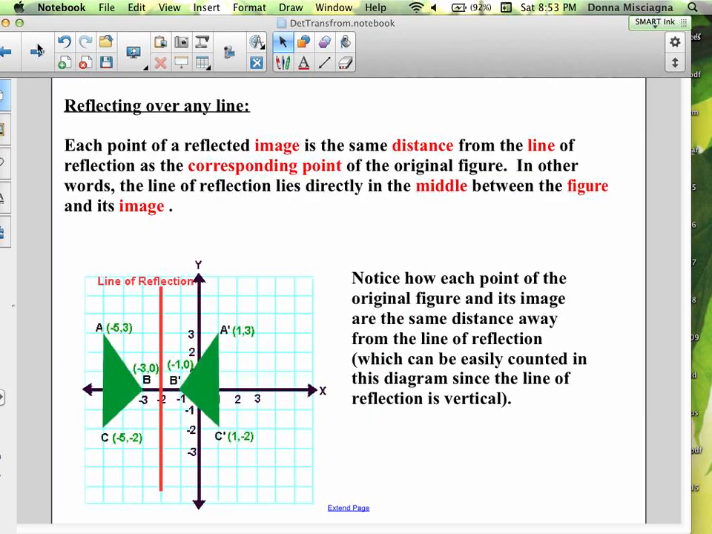Let's continue. So now let's reflect over some other line. All right, so each point of a reflected image is the same distance from the line of reflection as the corresponding point on the original figure.